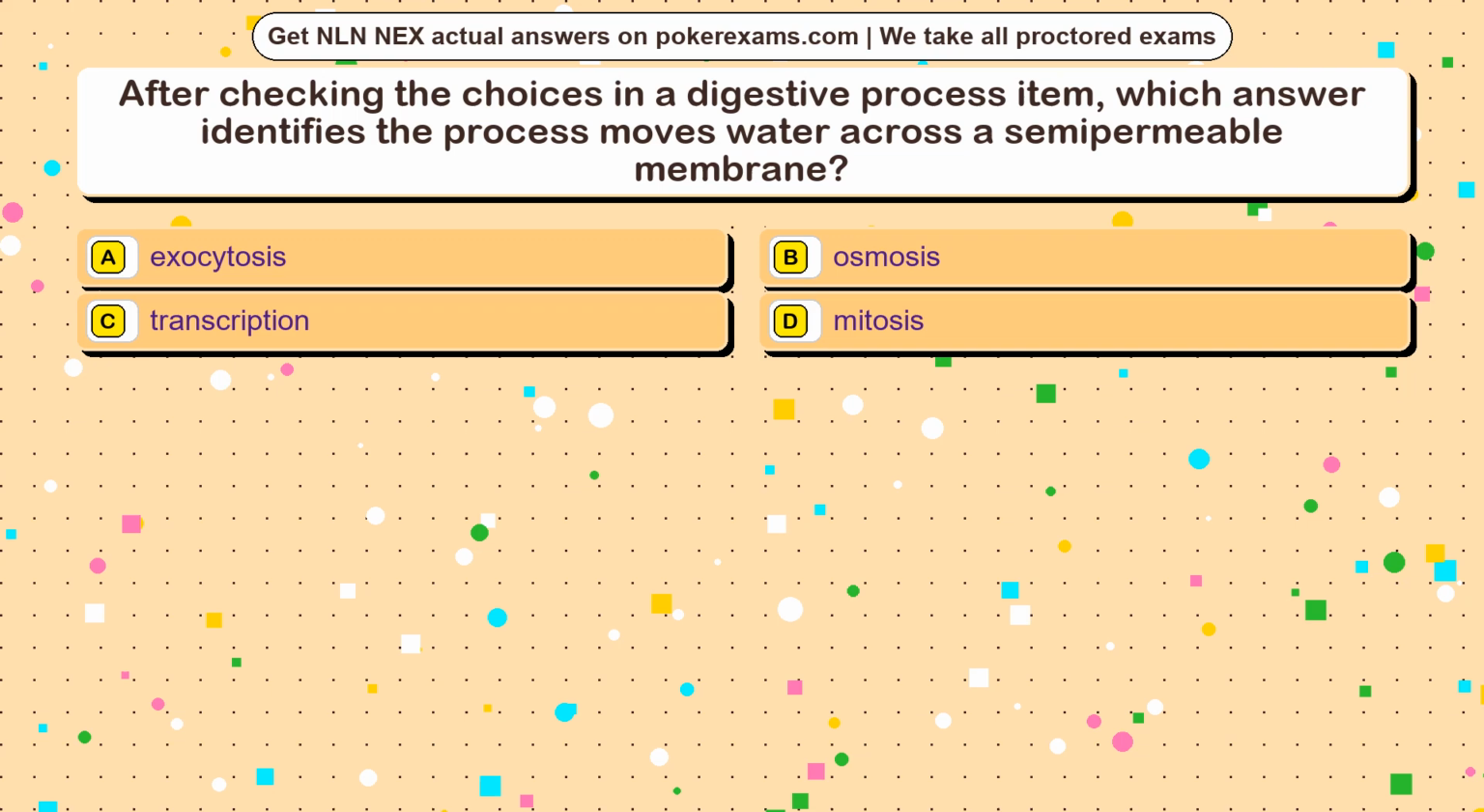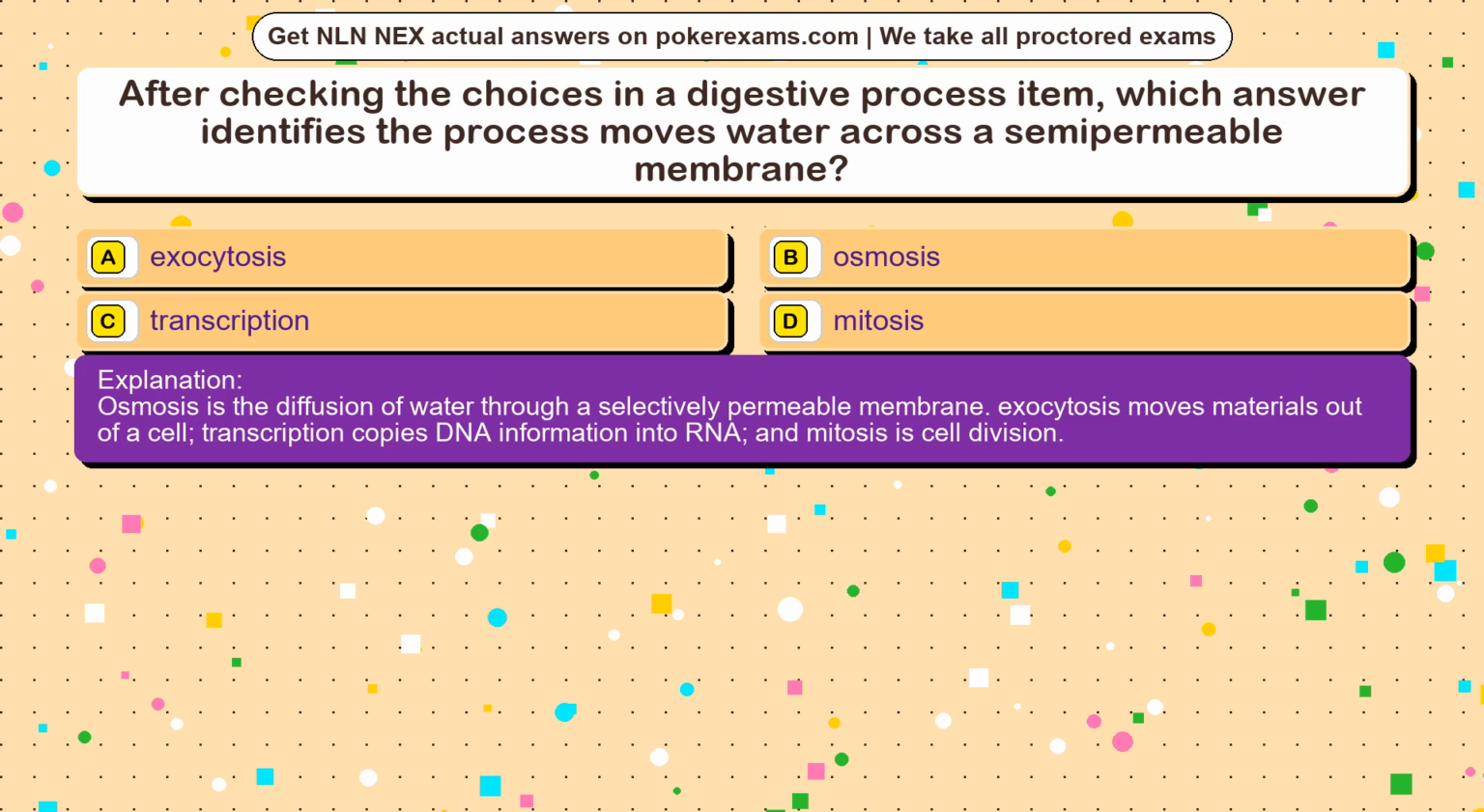The correct answer is option B. Osmosis is the diffusion of water through a selectively permeable membrane. Exocytosis moves materials out of a cell. Transcription copies DNA information into RNA, and mitosis is cell division.